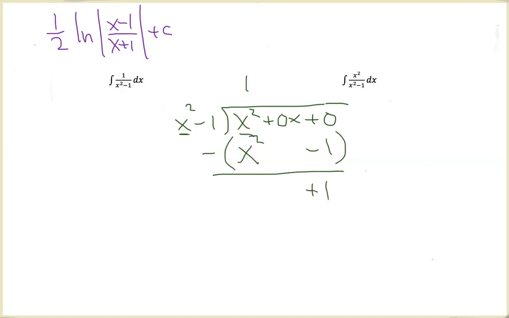So what we've got is this becomes 1 plus 1 over x squared minus 1.